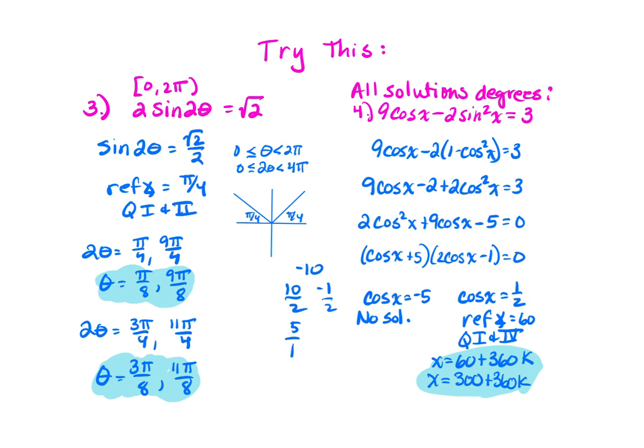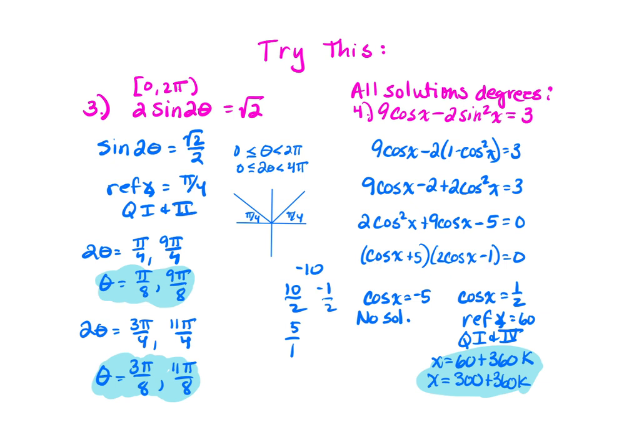Then I factor it and multiply the 2 and the negative 5. It gives me negative 10. I need to think of numbers that multiply to negative 10, but add to positive 9. That's 10 and negative 1. I divide each by the leading coefficient and simplify if I can.